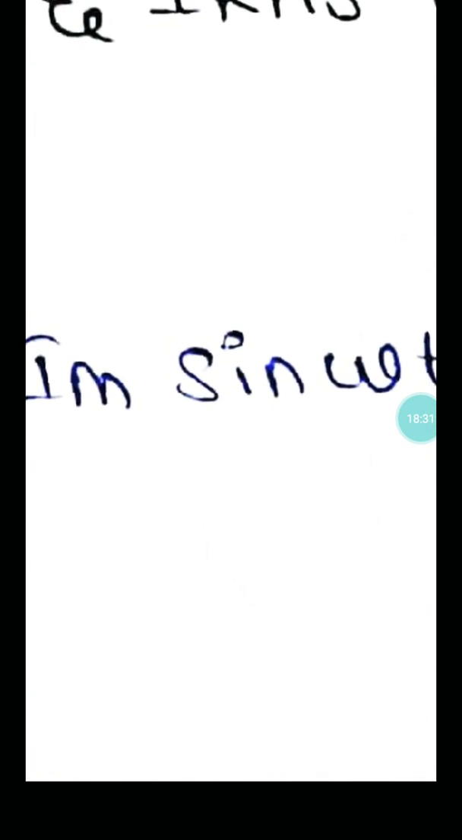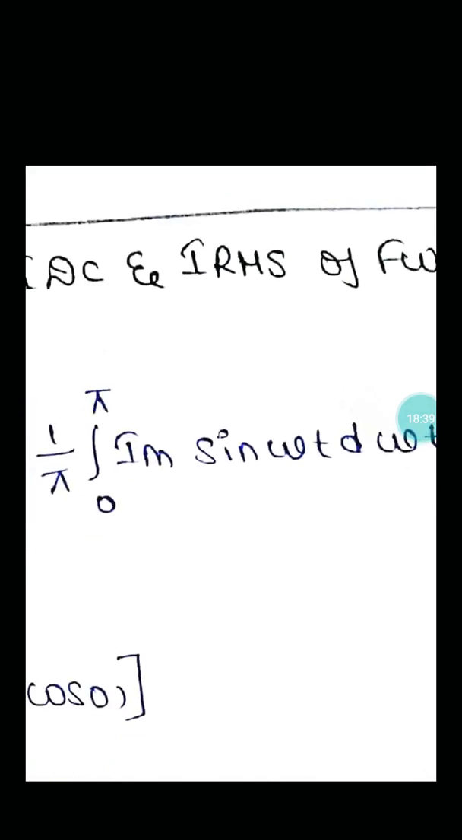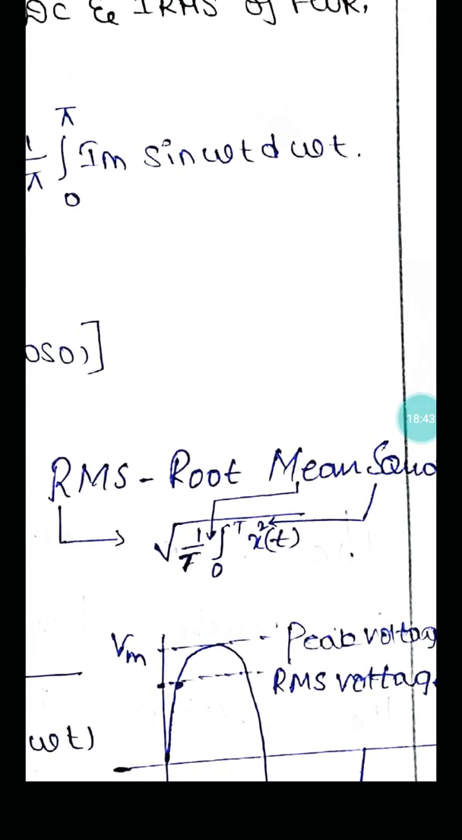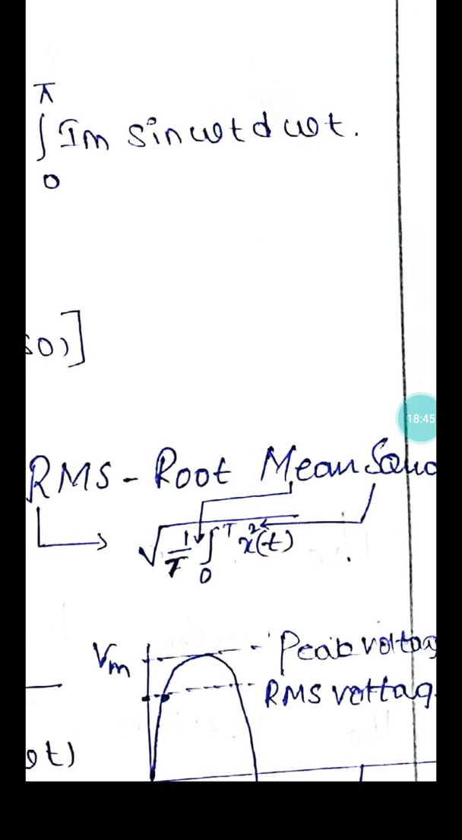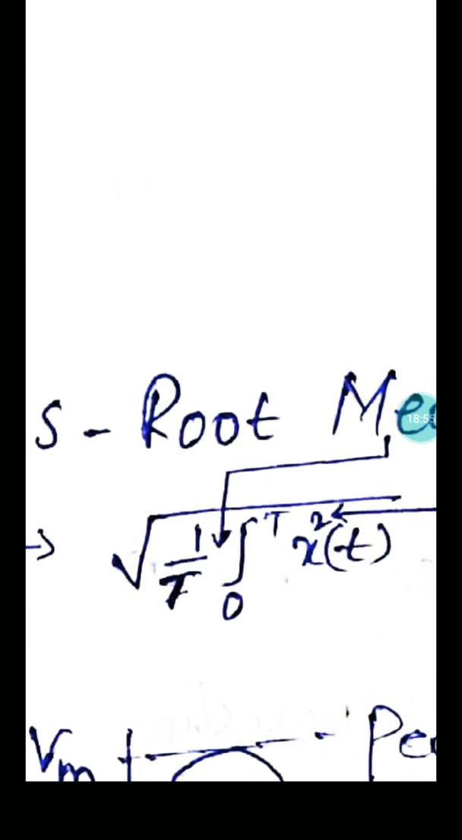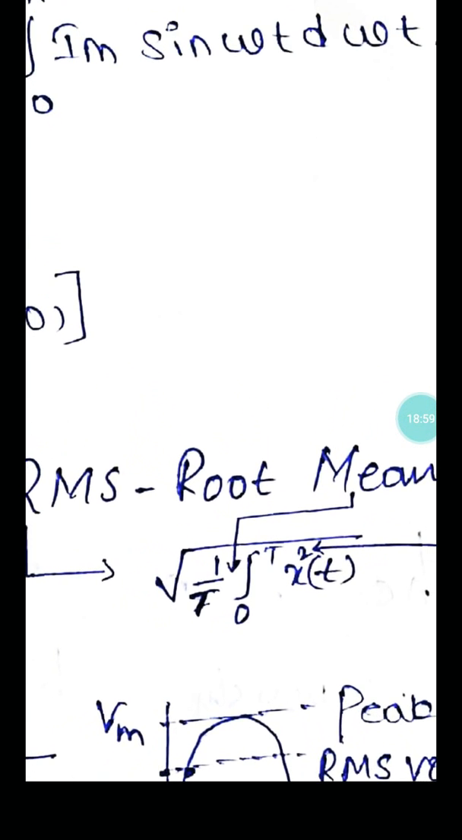Now we enter into IRMS. What does RMS stand for? R means root, M means mean, S means square. Now we can observe this equation, and you can understand why I have written it like this. R means root. What is root? Here is the root. What about the mean?